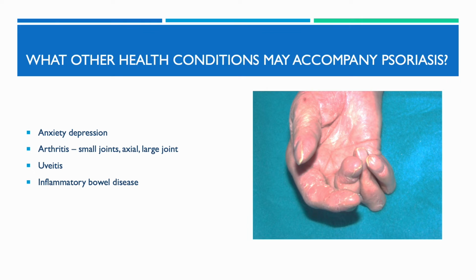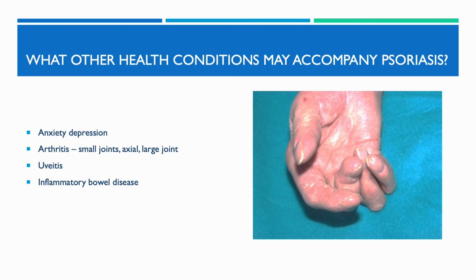Psoriasis can be associated with a chronic seronegative polyarthritis called psoriatic arthritis, and this can affect the small joints, the axial skeleton, and sometimes also the large joints. People with extensive cutaneous psoriasis, the association with psoriatic arthritis might be as high as 20%. So the worse your cutaneous psoriasis, the greater is the chance that you're going to get psoriatic arthritis.